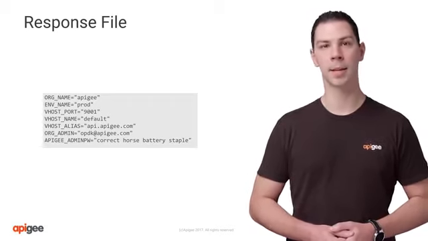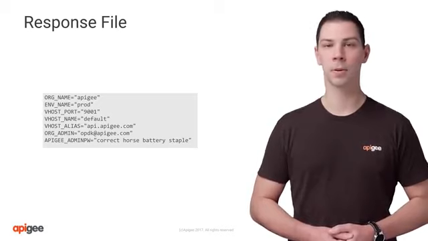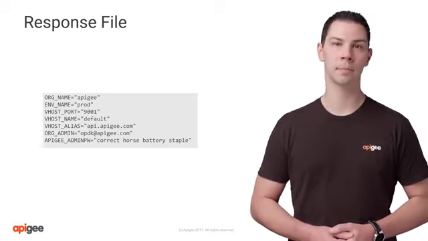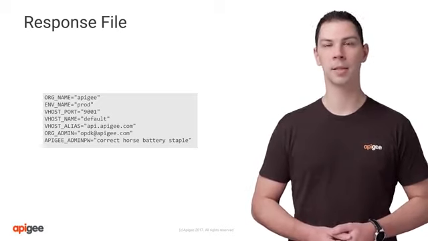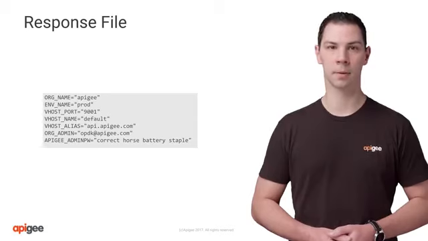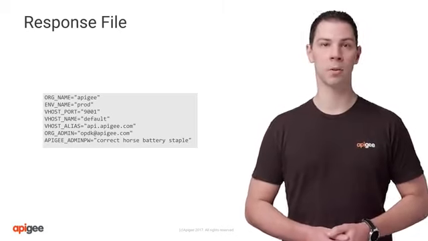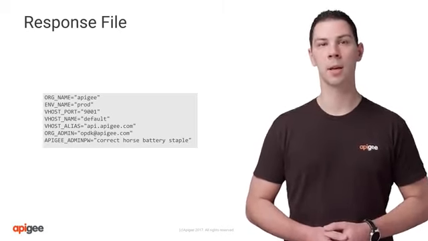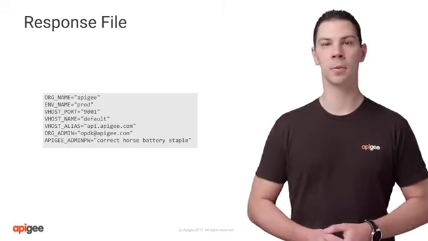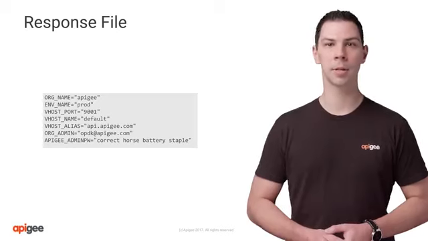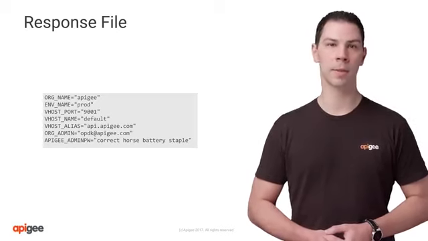Org name and env name define the names of the organization and environment we are creating. They should be lowercase and contain only letters and dashes. vhost port is the TCP port on which the router will listen for incoming connections. The convention is to start at 9001 and count up, but you can select any unused port above 1023.